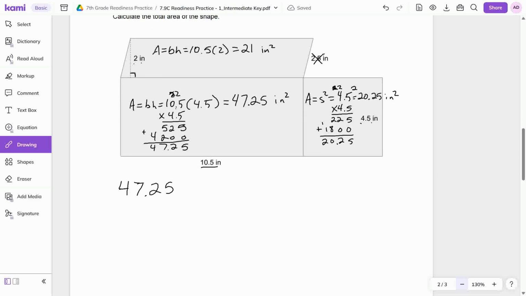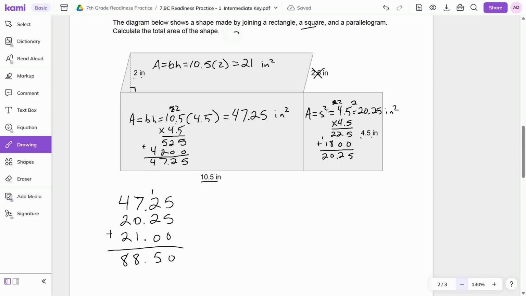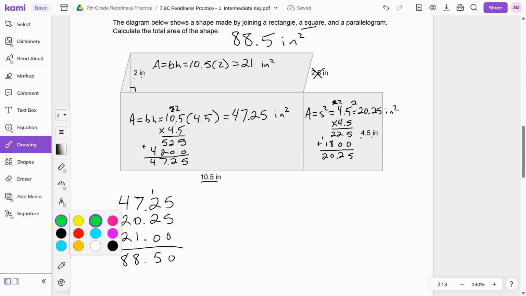All right, so let's bring down our 20.25 and then our 21. Let's make sure we line that up correctly. We can put a decimal there if we want to. And so this is going to be, we'll put zeros there if that's going to make us feel better. 5, and that's an 8, and that's an 8. All right, so to calculate the total area, we can say it is going to be, we could drop that 0, 88.5 square inches or inches squared. That is the total area of the shape.